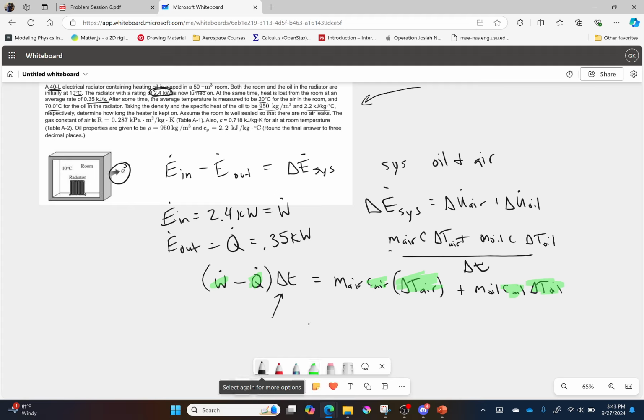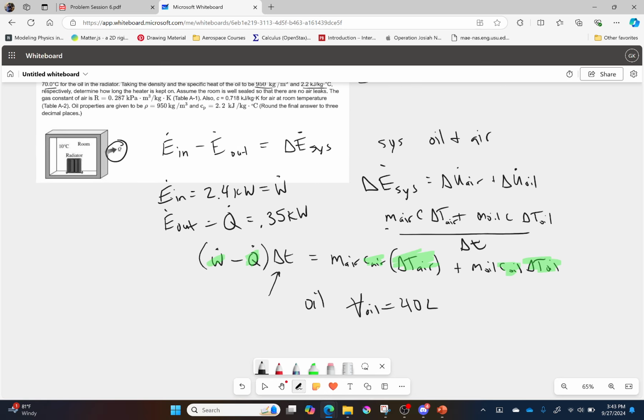So first off, let's deal with oil. Now what do we know? Well, at first it tells us that the volume of the oil is equal to 40 liters. It also tells me that the density of the oil is equal to 950 kilograms per meter cubed.